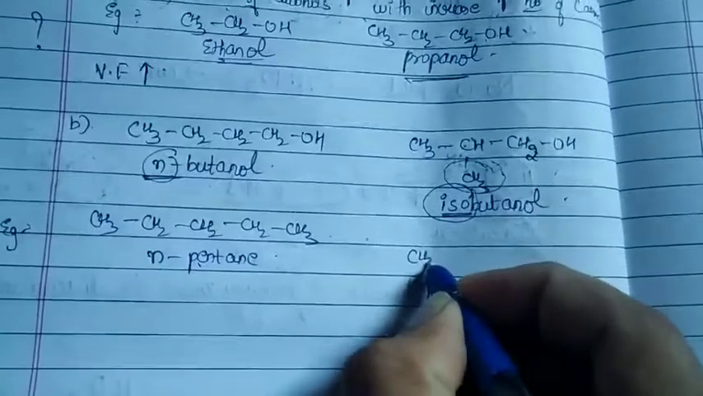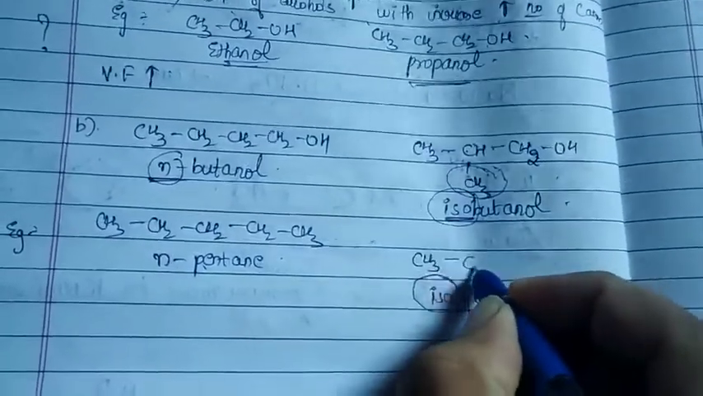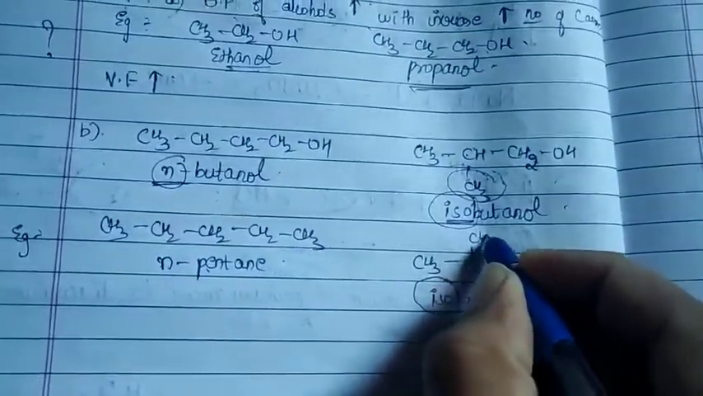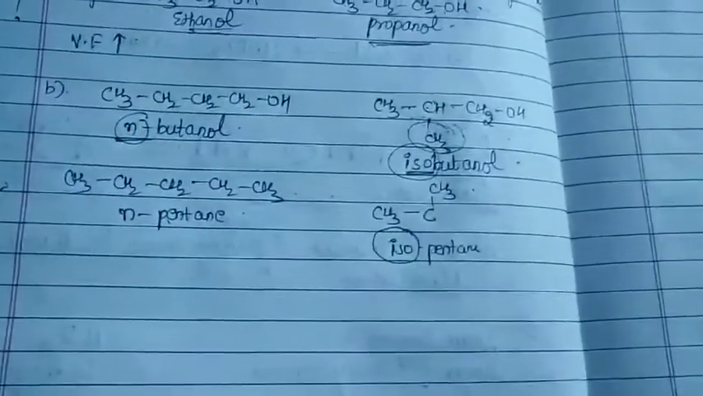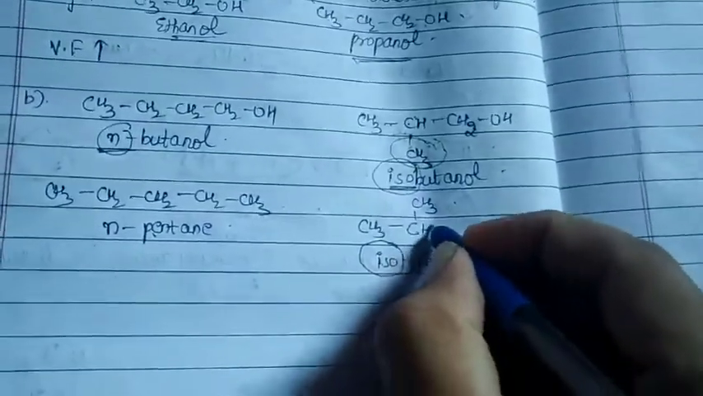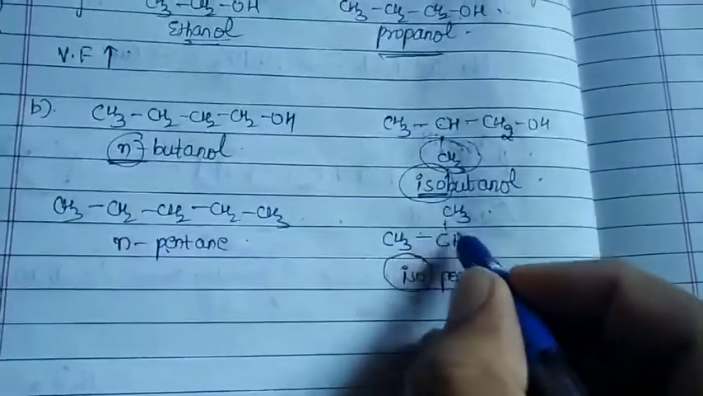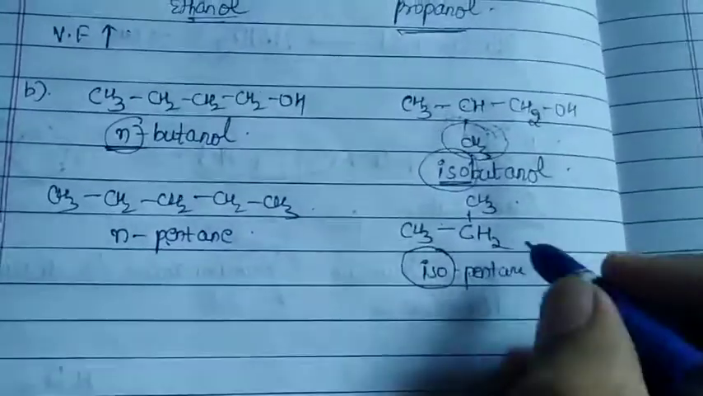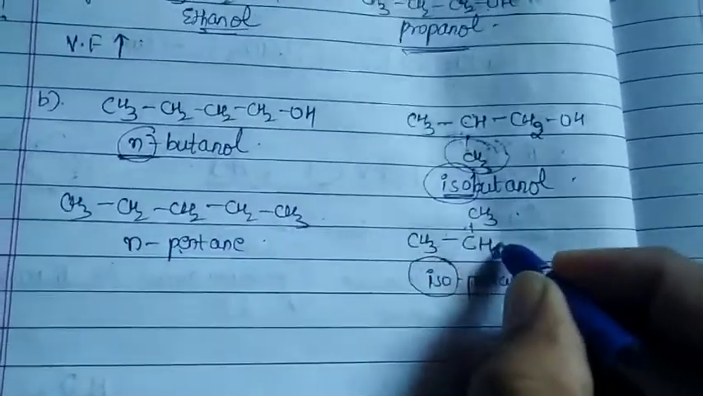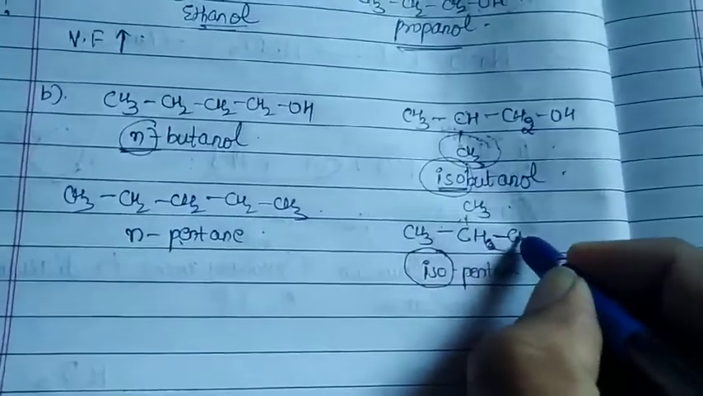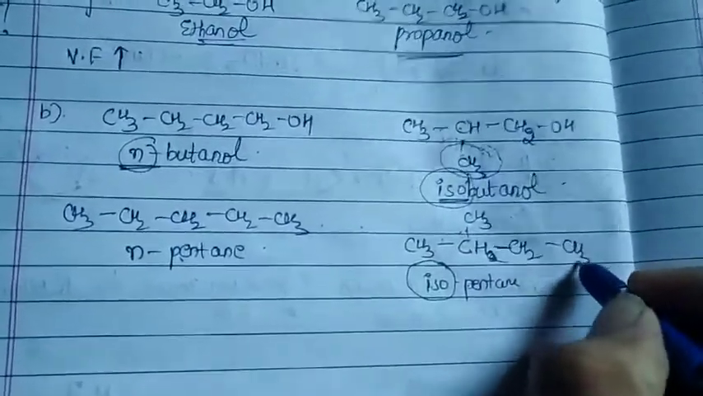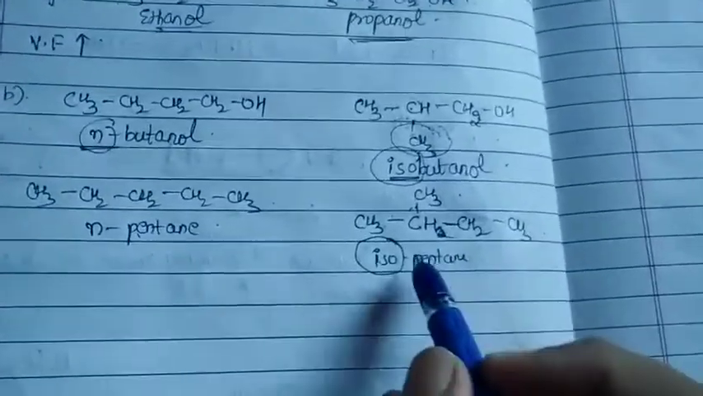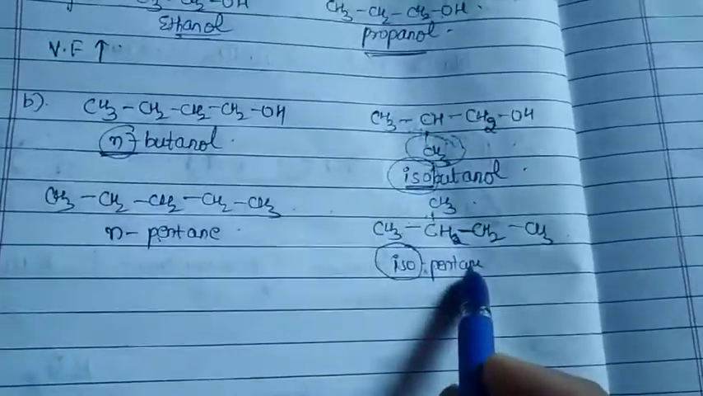So let me write CH3. This is my first carbon. On my second carbon, let me write here CH3, and here I will write H. So 1, 2, 3, 4. So then CH2, then CH3. Yes or no? So what we have done, what is the only difference between the two structures?